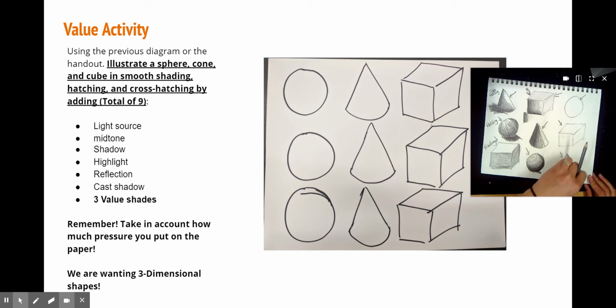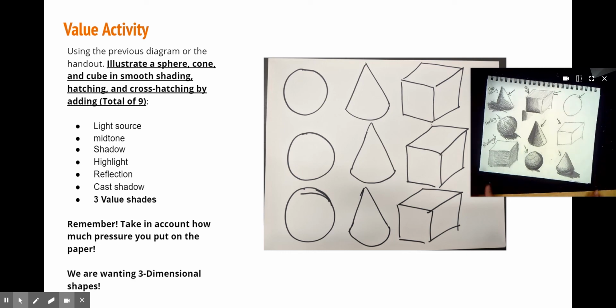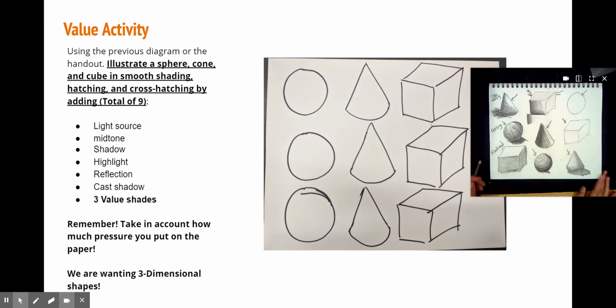So my reflection is going to be on the back because light is going to be bouncing up and onto the back of this shape. Okay, and then I'm going to add the cast shadow, the last thing. Press, press, press. The cast shadow should be darker than your darkest tone. Okay. All right. So that is the actual mini project that we did during class.